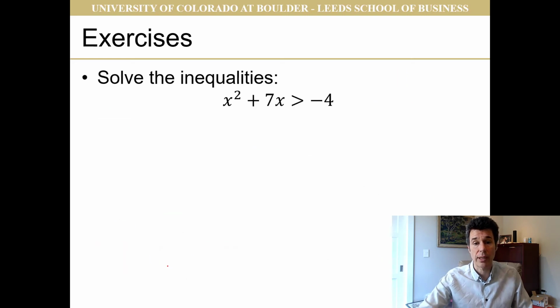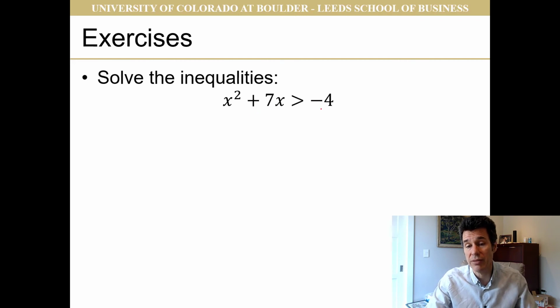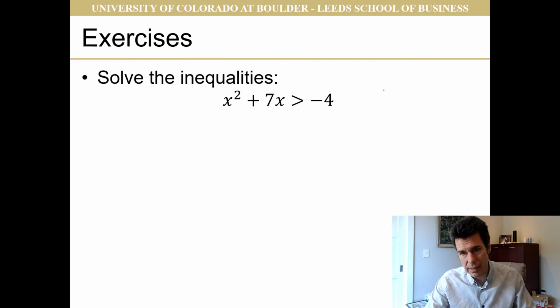All right, some more exercises. Solve the inequality x squared plus 7x is bigger than negative 4. Again, let's rewrite so we're greater than 0. x squared plus 7x plus 4 is bigger than 0.